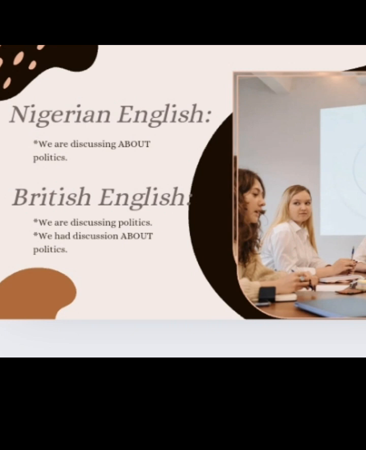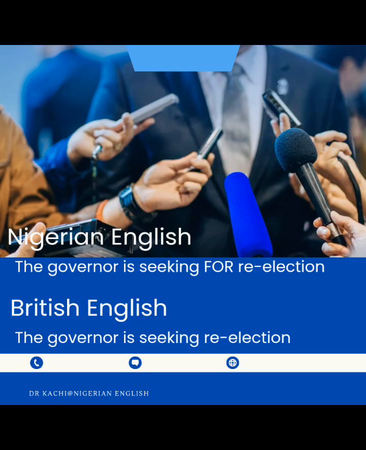So that is it. Another one is the verb seek. Most Nigerians would use it with the preposition for. So we have a sentence like the governor is seeking for re-election in Nigerian English, whereas in British English you would rather have it this way: the governor is seeking re-election.